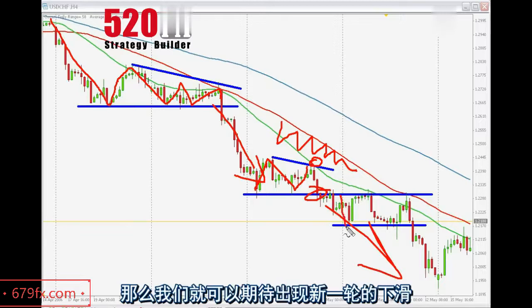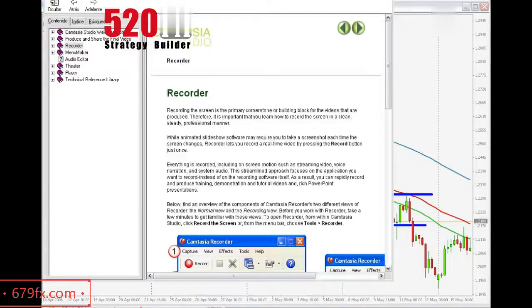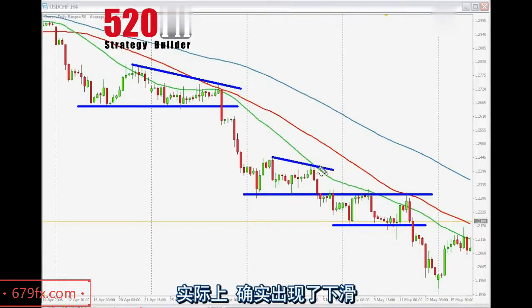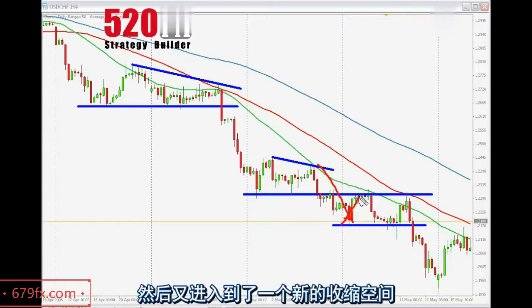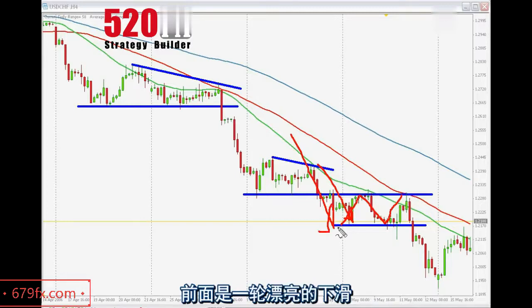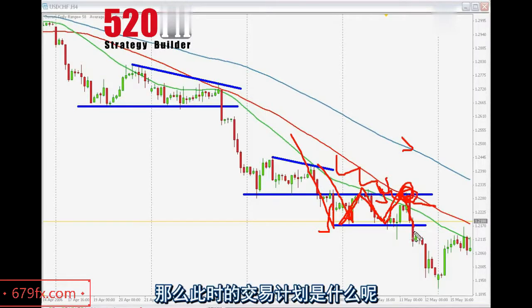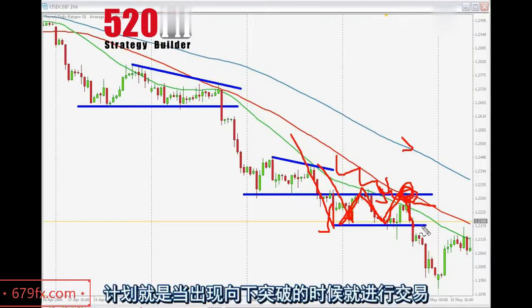All right, so we do get the move. Let me clean up the chart a little bit. Sorry about that. So we do get the move down, and we enter another period of consolidation. What's price doing now? We've just come from a nice swing down. We are taking a breath. The moving averages are pointing down. They are all in order. We are finding resistance at the area of dynamic resistance. And so what's the trade plan? The trade plan is to trade a breakout to the downside.